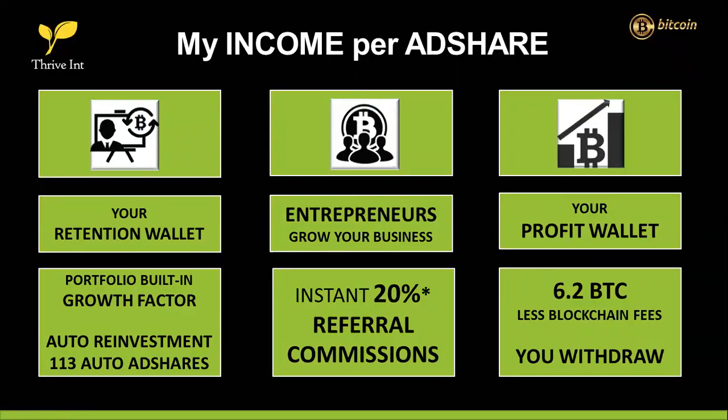So let's look at your income and how you're going to generate your income within this force matrix. One Adshare, so I'm basing everything on one Adshare. In one complete cycle, and as I mentioned, I'll explain a cycle in a moment, you will earn a total of 12.4 Bitcoin. 6.2 Bitcoin will go into your profit wallet. 6.2 Bitcoin will go into your retention wallet. Any of your referral commissions that you receive will go directly into your profit wallet as well. And anything that's in your profit wallet is available for you to withdraw. You can spend it, do whatever you want with it.